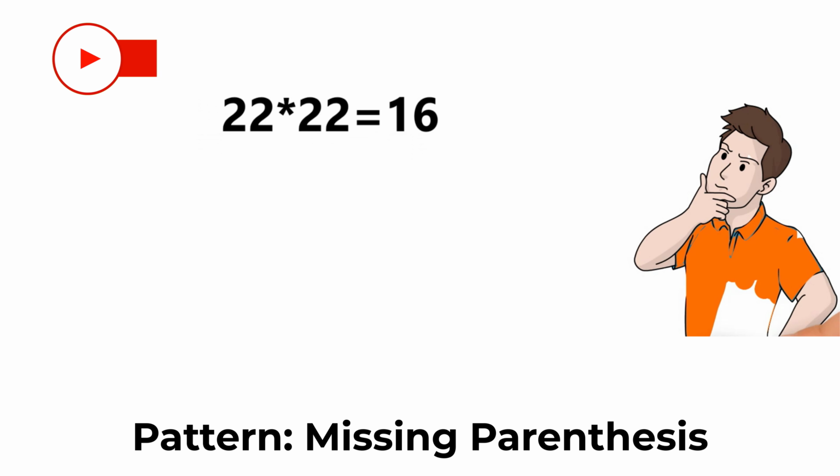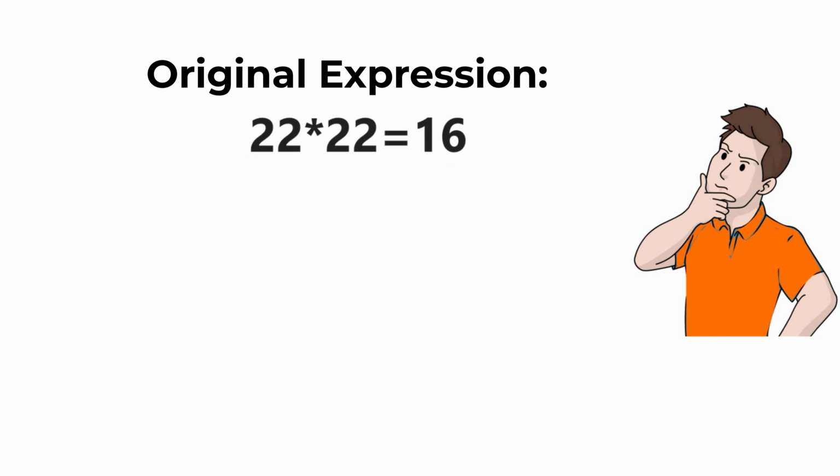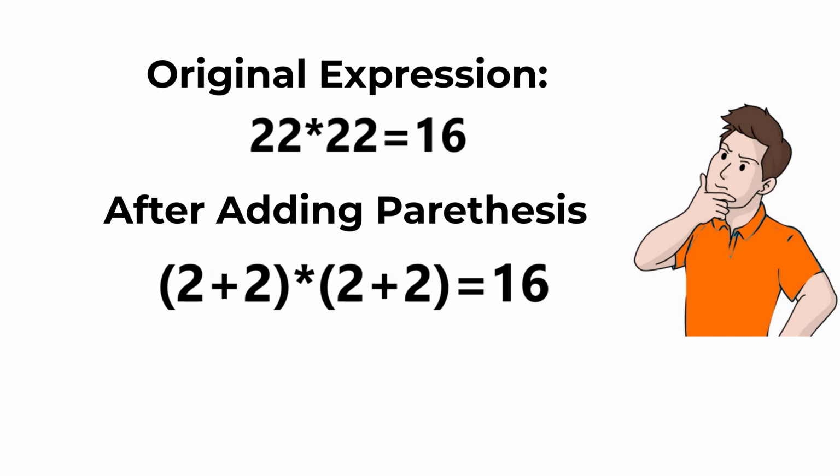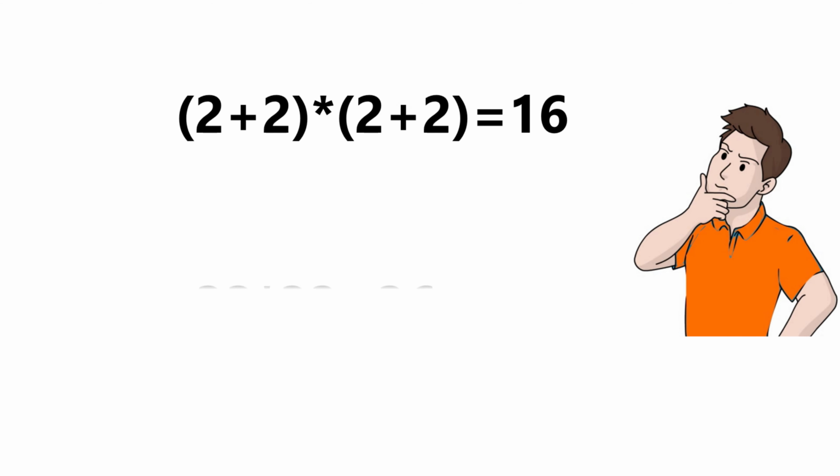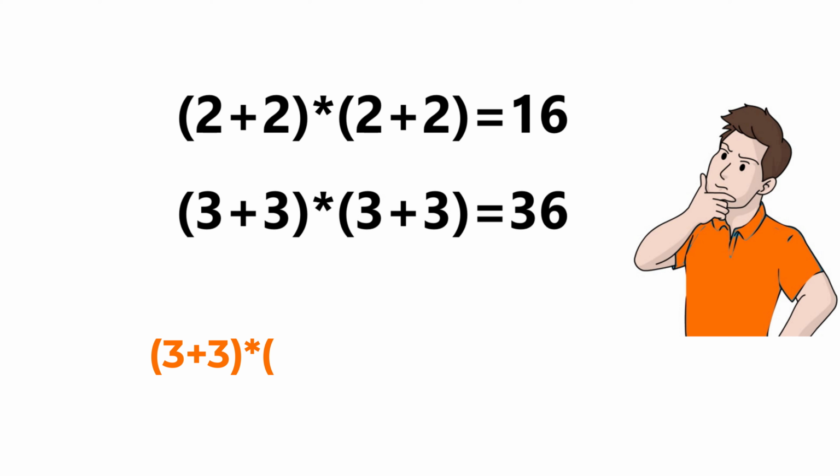But if you add parentheses and in parentheses add 2 plus 2, multiplied by another set in parentheses 2 plus 2, you will be multiplying 4 by 4 and the result would be equal to 16. Same thing with 3 by 3. If you add in parentheses 3 plus 3, multiplied by another set in parentheses 3 plus 3, you will be multiplying 6 by 6 and the result will be 36.